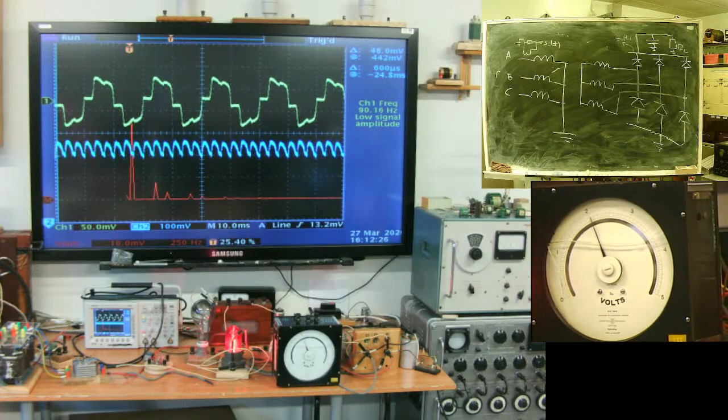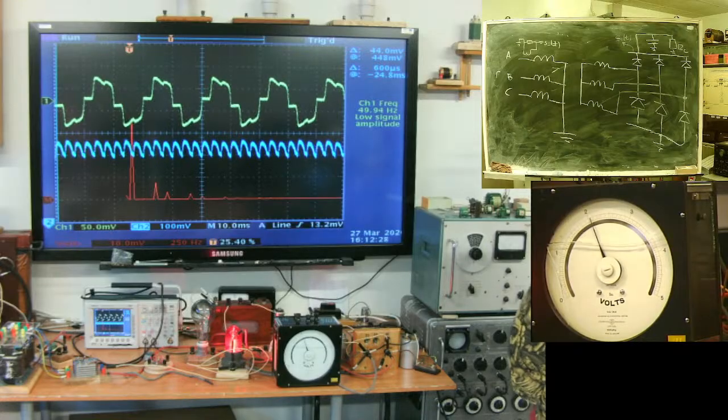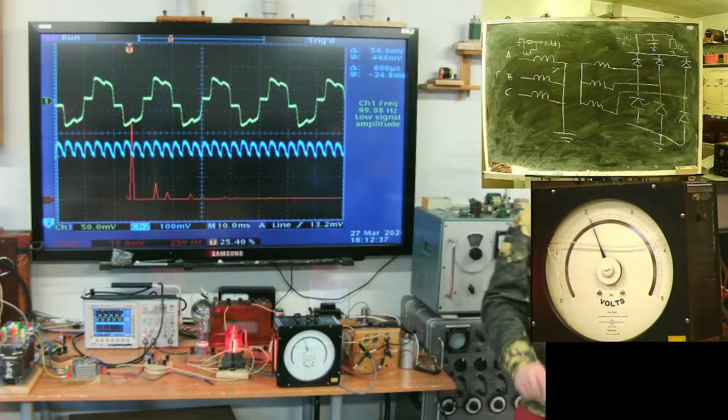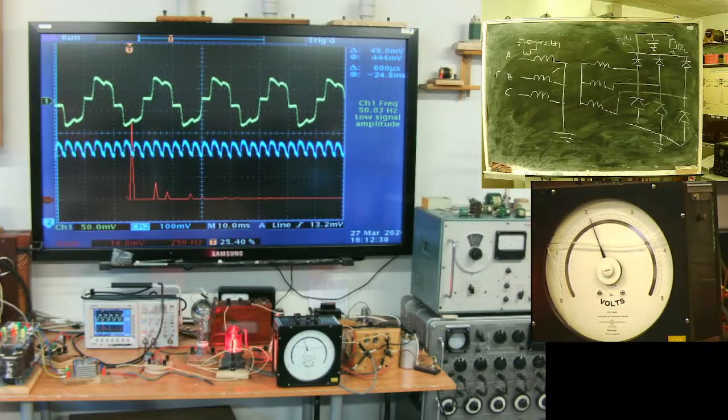Here it is. Yellow line, current of A phase. Blue line, voltage. Now I have zero filter, no capacitors at all. Pure rectifier.